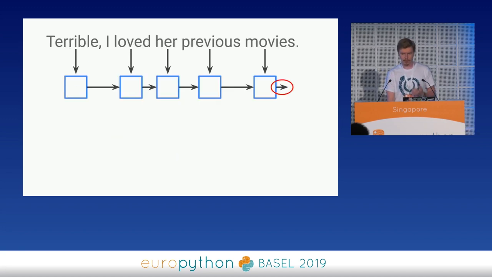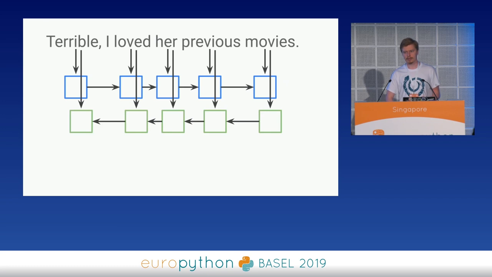And when we have a review like "terrible, I loved her previous movies," the word terrible that indicates sentiment is at the beginning. And when we get to the end, our representation will have to go through a very deep network, and we will have to deal with problems like a vanishing gradient, when it will totally vanish and we will lose the meaning of the word terrible, or exploding, because we are always multiplying by the same matrices of weights.